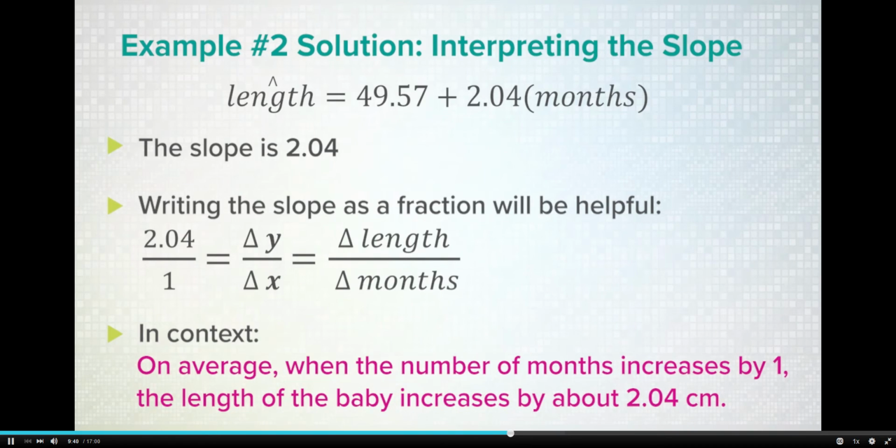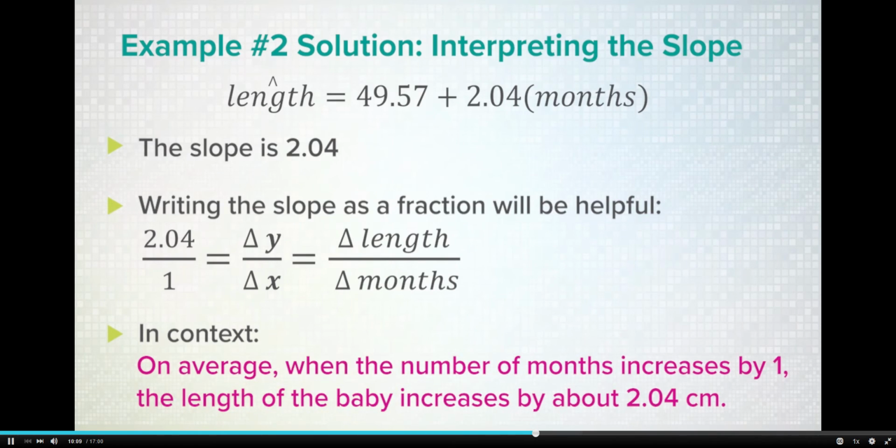I also have that wishy-washy word again, that about word, because this isn't the exact slope for all babies everywhere. This is just a slope that I calculated from my sample of 100. So it's a prediction. It's an estimate. And then, of course, we have our x and our y variable in words in our sentence, with number of months and length.